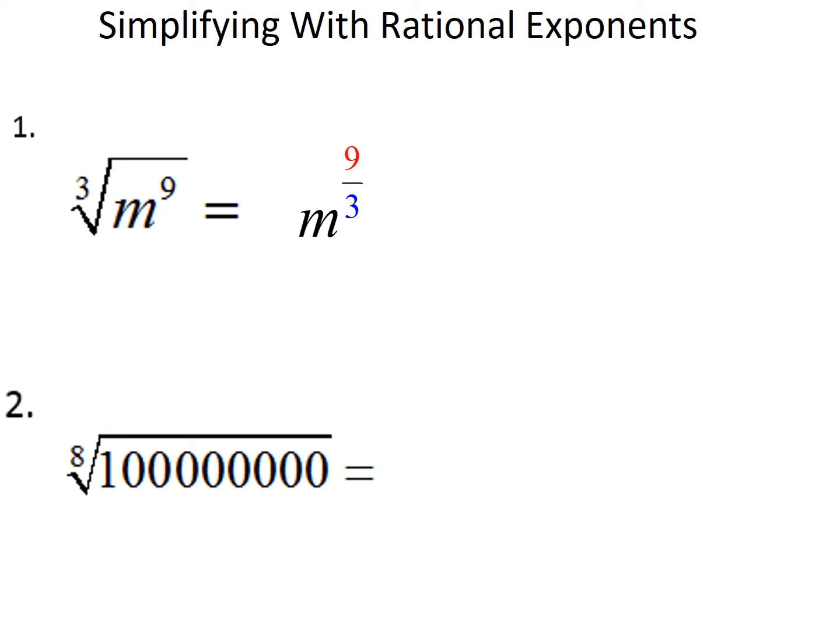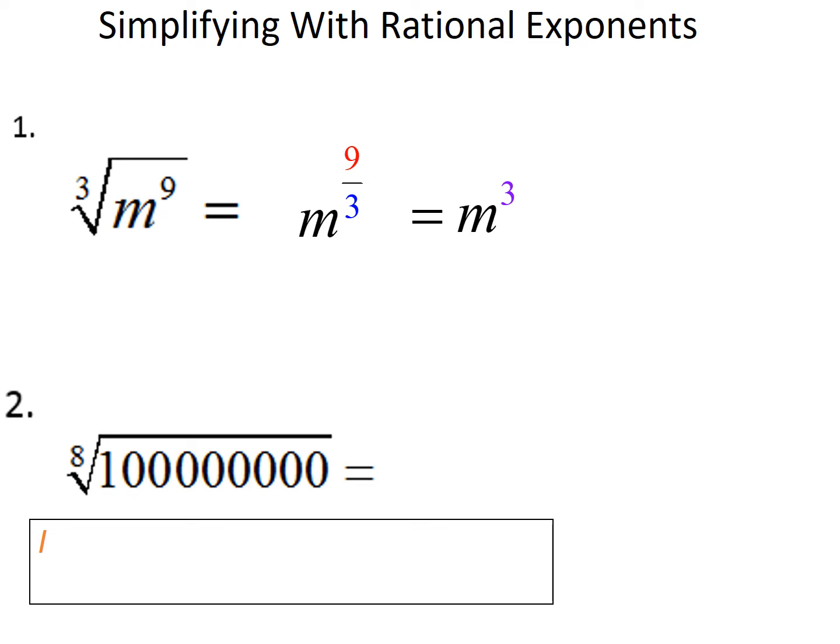The root is 3, so we put that in the denominator. This is m to the 9 over 3. Are we able to leave it like that? Absolutely not. This is m to the 3rd power. And basically on the outside, how many sets of m's will come out? It is m to the 3rd power.